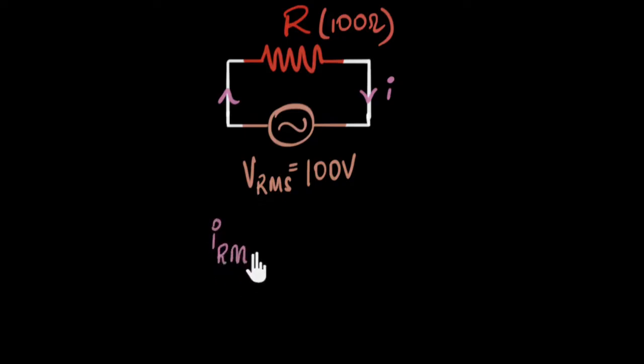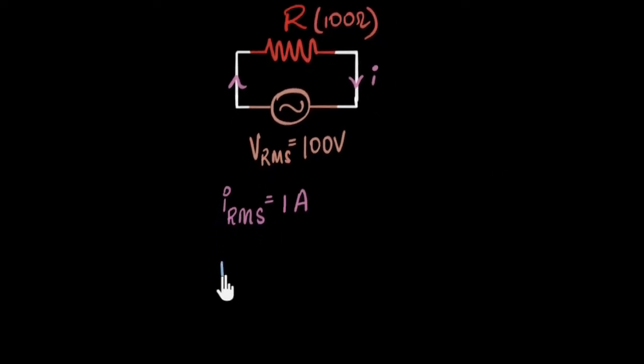The RMS value of the current is going to be the RMS voltage divided by the total opposition, that is 100 by 100, which is 1 ampere. Now, the beauty about RMS current is that it can help you calculate the average power very easily. And we've seen before, the average power consumed by the resistor, or the power dissipated at the resistor, is just I_RMS squared times R. So in our example, the average power dissipated would be 1 square times 100. That's going to be 100 watt.